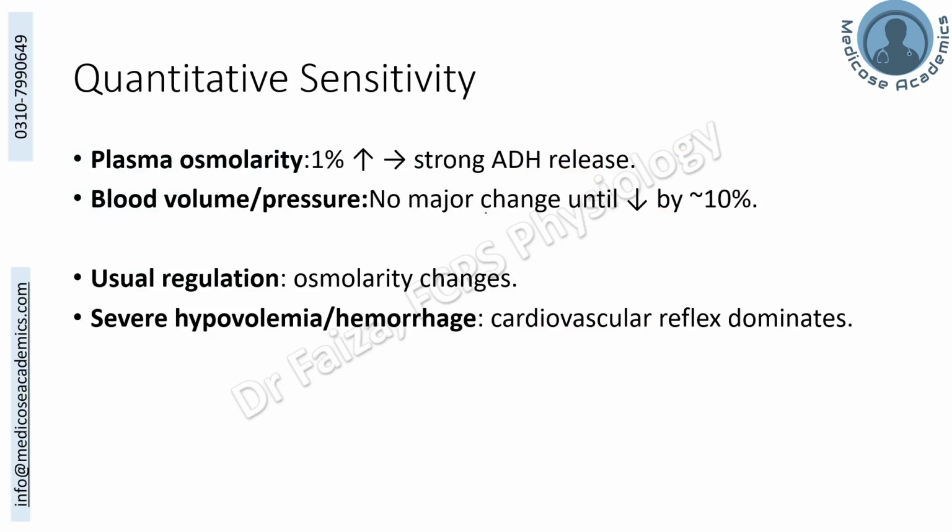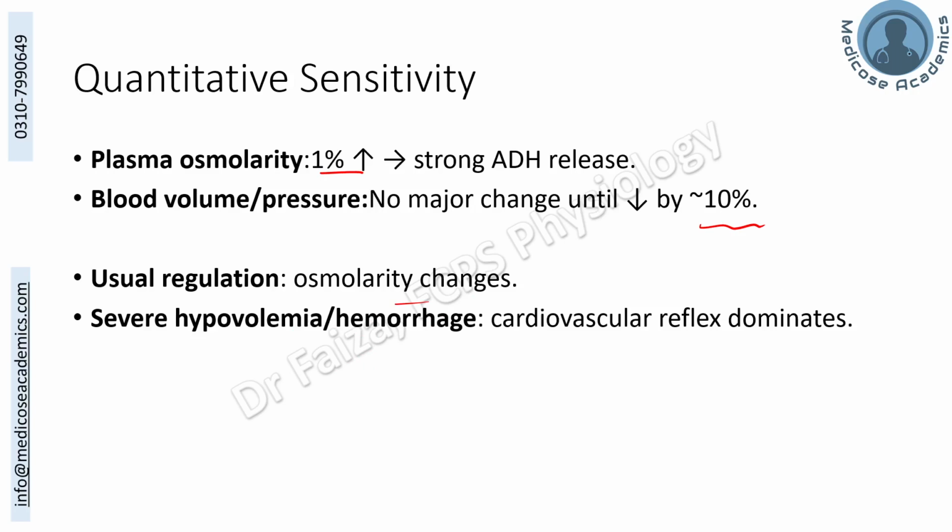An increase in plasma osmolarity by only 1% is a very strong stimulus for the release of ADH, but blood volume or pressure will have to be changed by at least 10% for it to become a stimulus for the release of ADH. Usually on a day-to-day basis, osmolarity is the major regulator of the release of ADH, but in case of severe hypovolemia or hemorrhage, the cardiovascular reflexes may dominate.